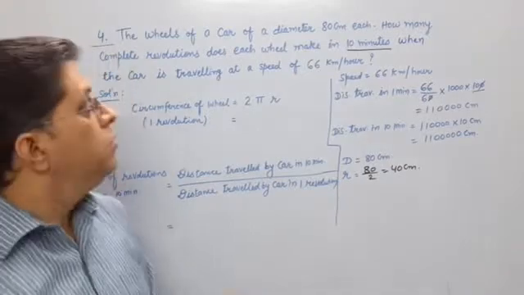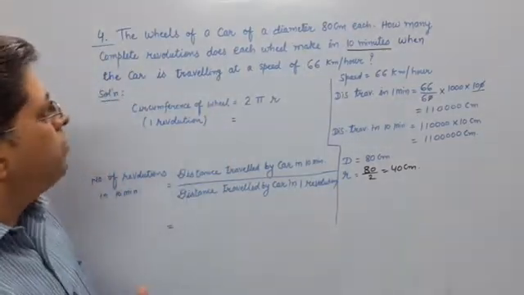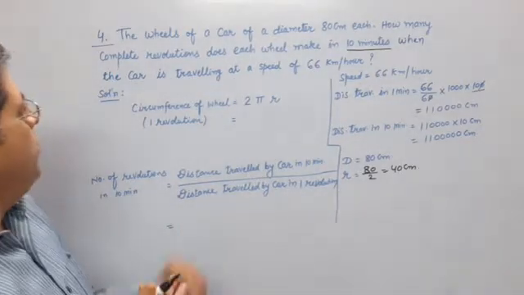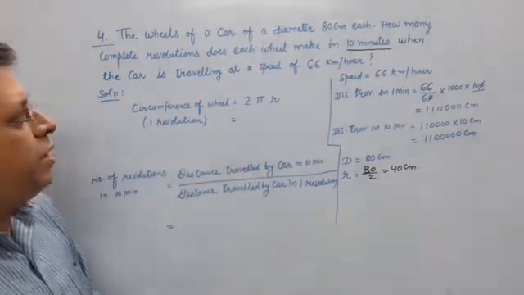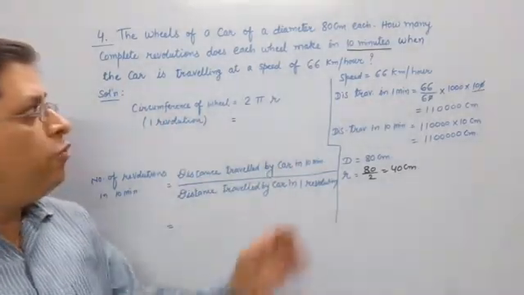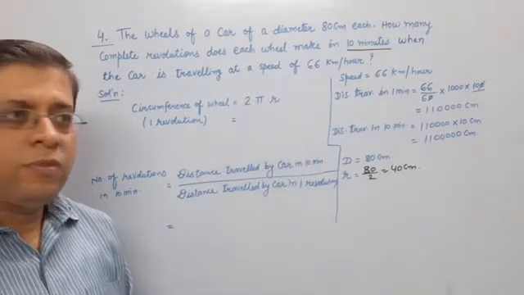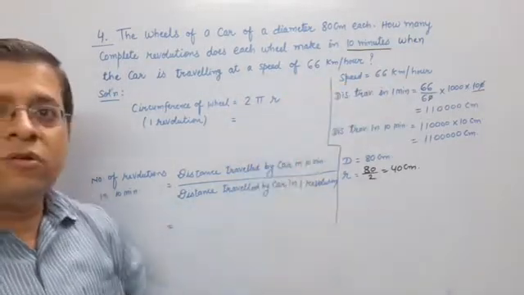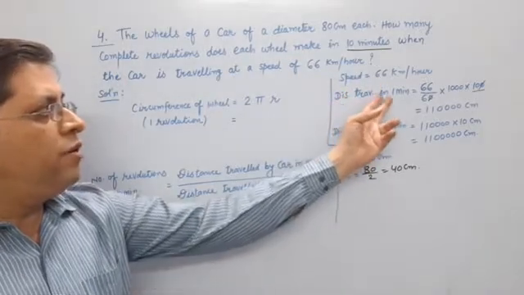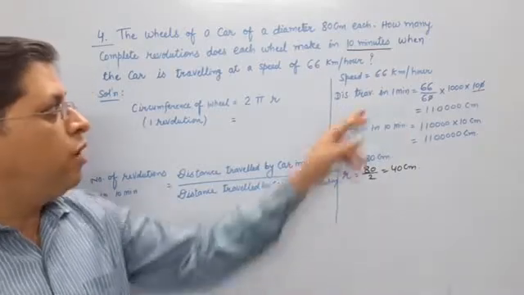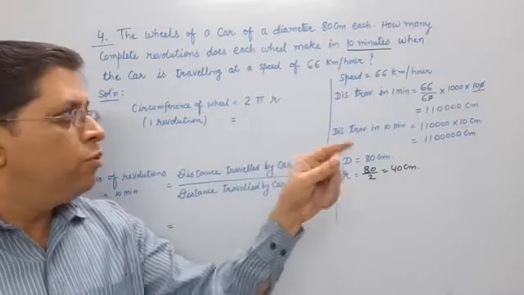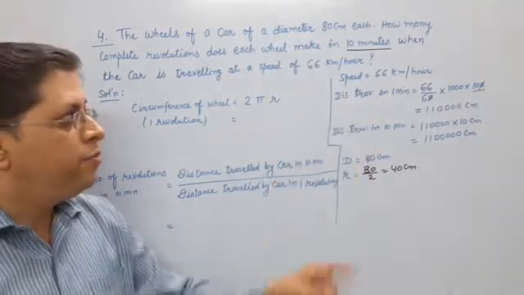Yes, hello students. The wheels of a car, each of diameter 80 centimeter, how many complete revolutions does each wheel make in 10 minutes when the car is traveling at a speed of 66 km per hour? The speed is given to you, 66 km per hour. Then the distance traveled in 1 minute, because you have to find out in 10 minutes. First of all, I am getting the value of the distance traveled in 1 minute.